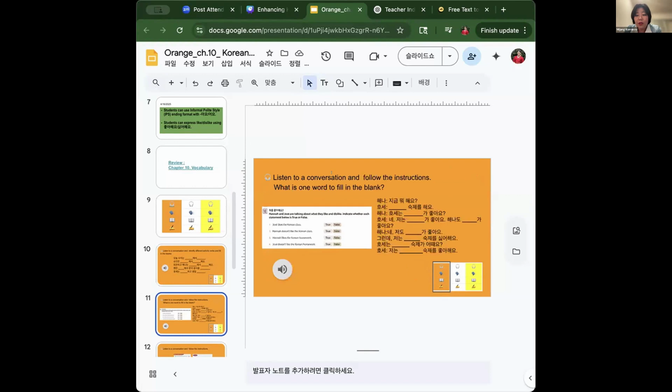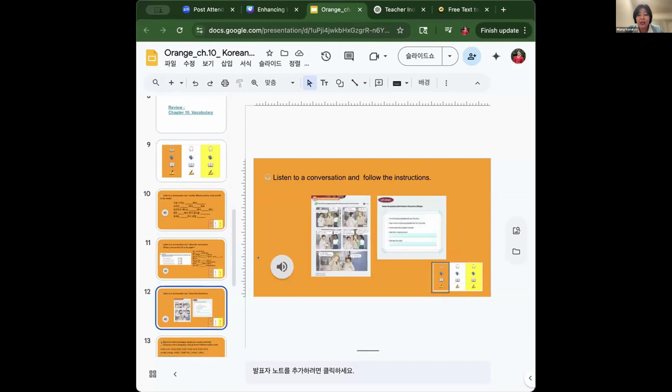And then for the conversation, they need to check what they understood from the conversation. Also, they need to fill in the blanks as well. And then there are buttons they can practice with. Students individually have their own headphones, so they can listen and practice individually. That is another task for listening.